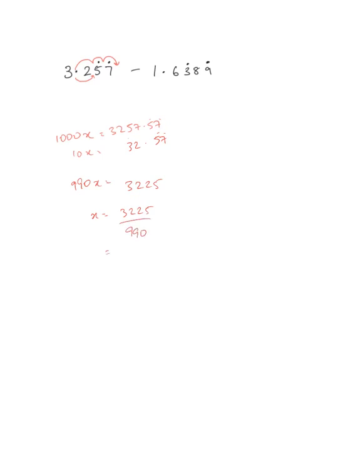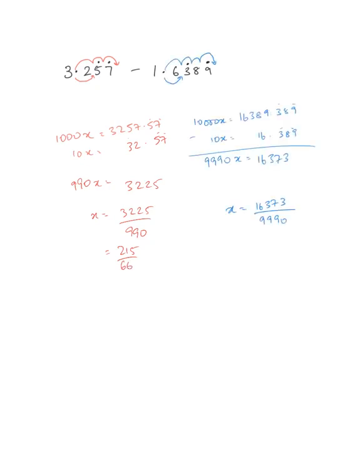And it might be worth simplifying it just to make the next part easier. So that's 215 over 66. Okay, and I've just done the other one as well there. So do look at how I got that if you need to. So I'm going to do 215 over 66 minus 16,373 over 9,990. So my new denominator is 659,340, which I've got from doing 66 times 9,990.